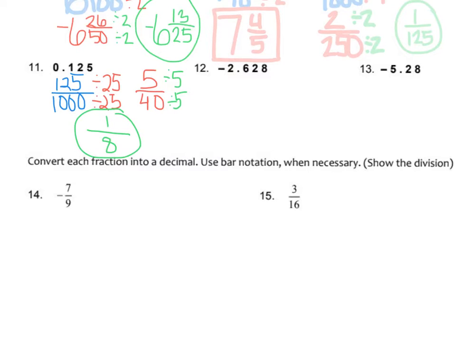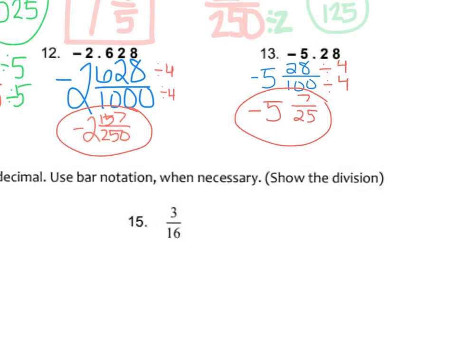All right, try numbers 12 and 13 on your own and then check your work. Sorry, iPad malfunction. Here are your answers for numbers 12 and 13. So for 12, we have negative 2 and 628 over 1,000. We simplify it, and it becomes negative 2 and 157 over 250.